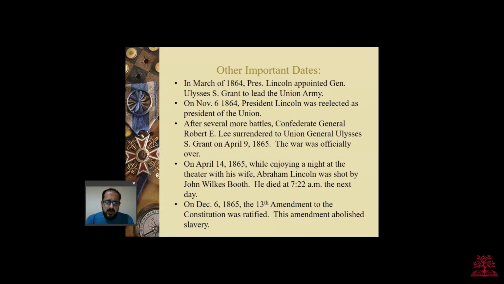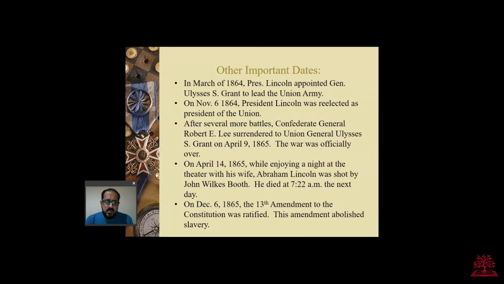After several more battles, Confederate General Robert E. Lee, remember we mentioned his name before, surrendered to Union General Ulysses S. Grant on April the 9th, 1865. So the war was officially over. So this is why the name of this general, Ulysses S. Grant, is important, because he managed to end the Civil War.